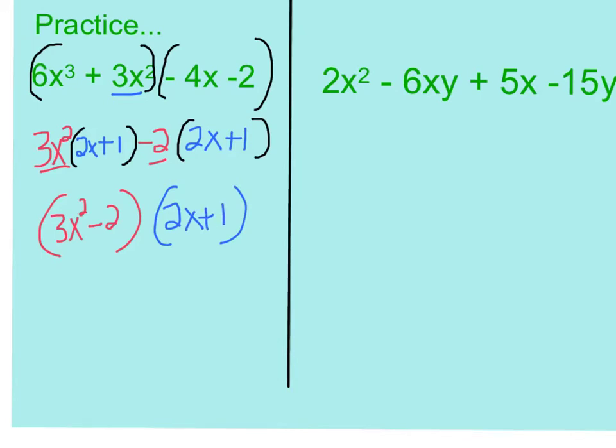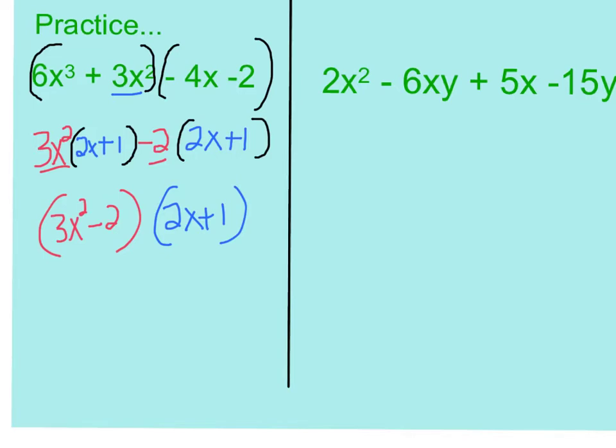Could you do a quick check? Sure you could. Do it quick. 3x squared multiplied to 2x is 6x cubed. 3x squared multiplied to 1, hey, 3x squared. Negative 2 multiplied to 2x, negative 4x. And negative 2 multiplied to 1. Check. Okay, if you'd like, you can hit pause and try this one.